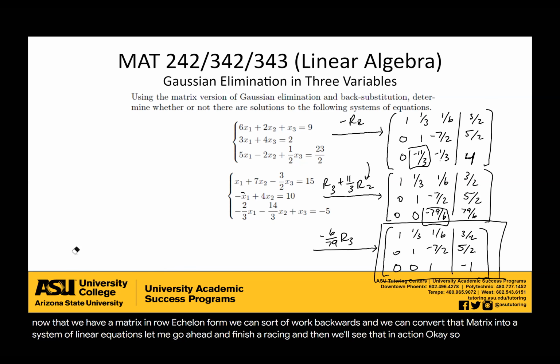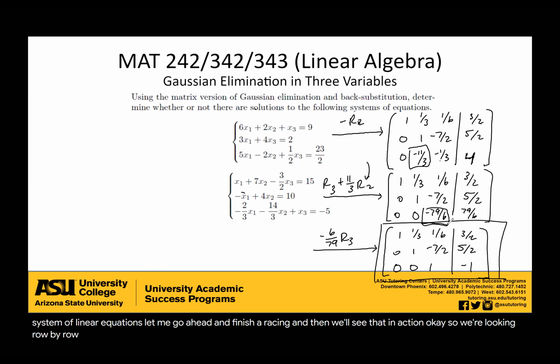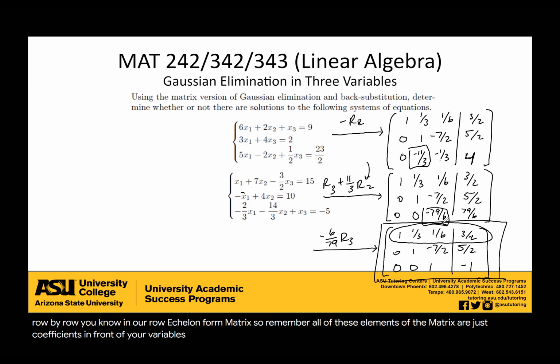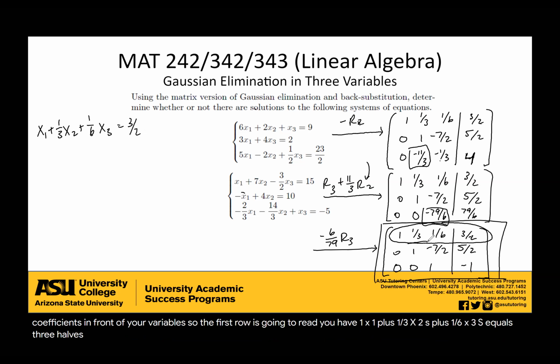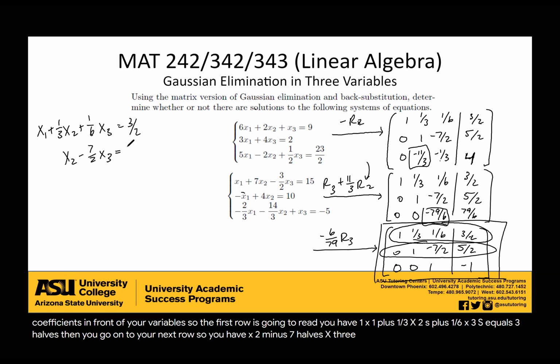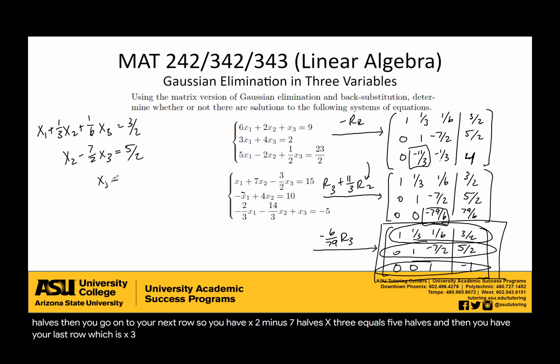Okay, so we're looking row by row in our row echelon form matrix. Remember, all of these elements of the matrix are just coefficients in front of your variables. So the first row reads: 1x1 plus 1/3 x2 plus 1/6 x3 equals 3/2. Then you go on to your next row: x2 minus 7/2 x3 equals 5/2. And then your last row, which is x3 equals -1. So the last row just tells you that x3 is -1.